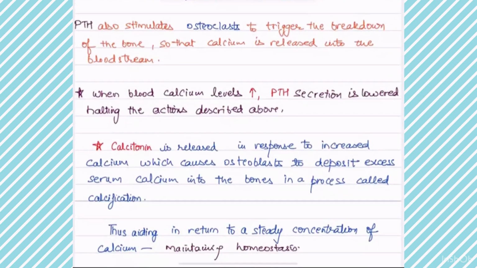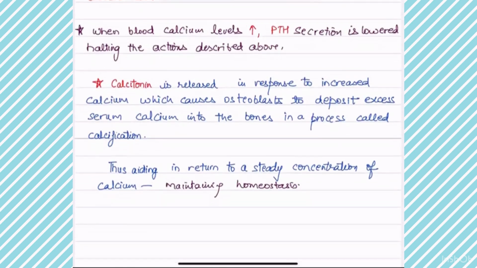When blood calcium levels are high, parathyroid secretion is lowered, halting the actions described above. Calcitonin hormone is released in response to increased calcium, which causes osteoblasts to deposit excess serum calcium into the bones in a process called calcification, thus aiding in return to a steady concentration of calcium so that homeostasis is maintained.